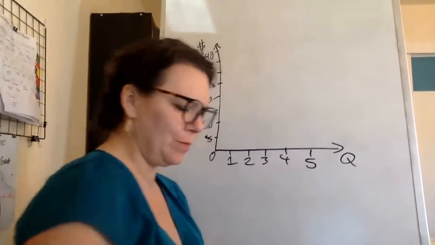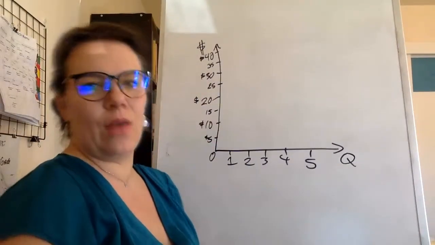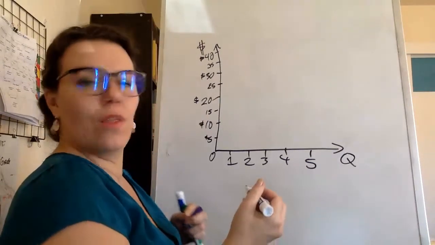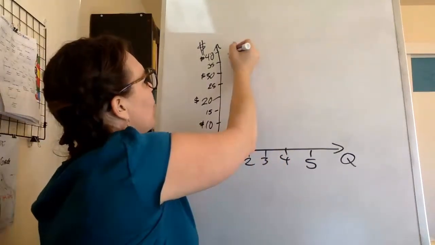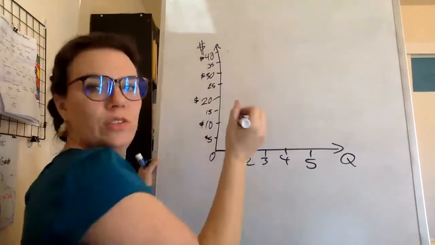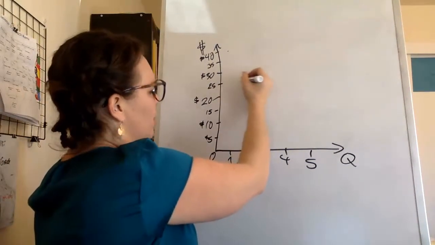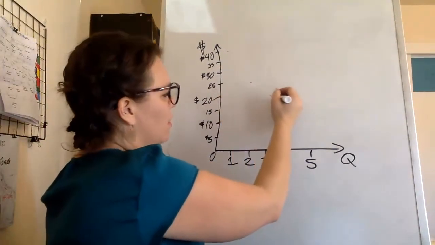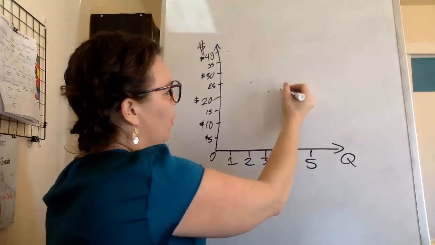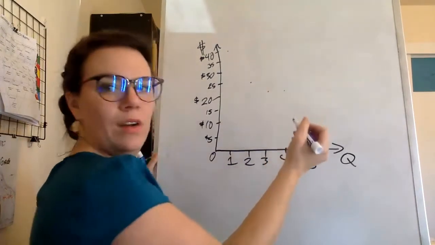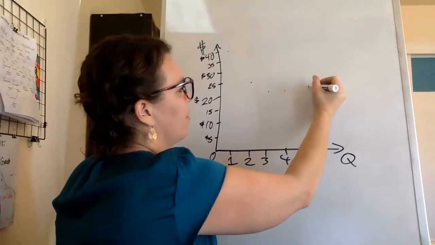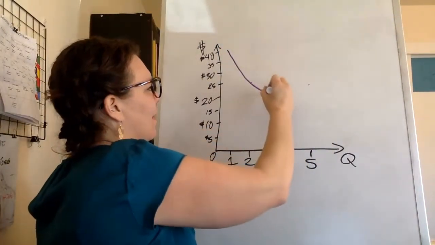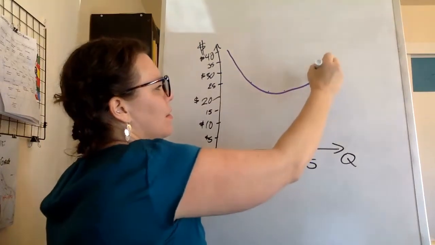All right, so we've got our average total cost curve is going to go from $38, about right here, to $24, so that's going to be about right here, to $20 at a quantity of 3, $20 again at a quantity of 4, and then $22 at a quantity of 5. So it's going to look something like this.